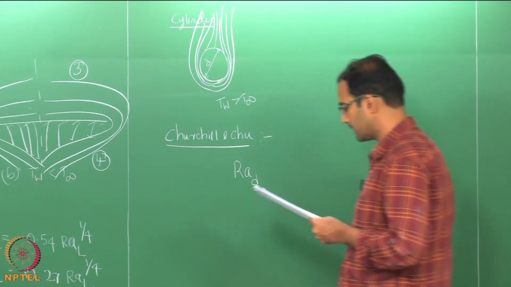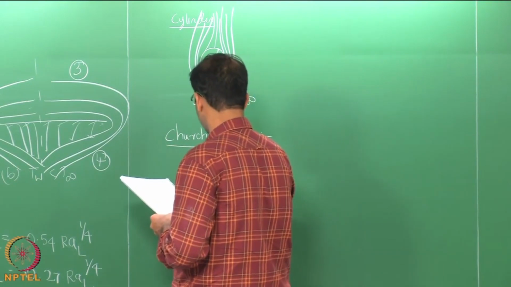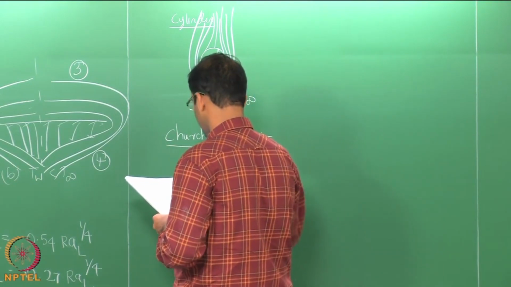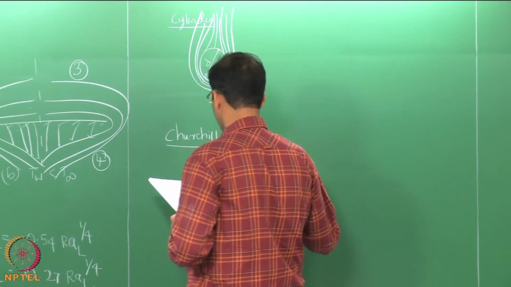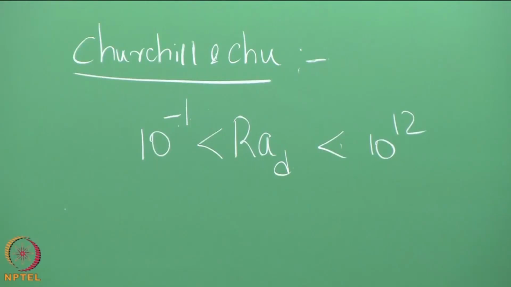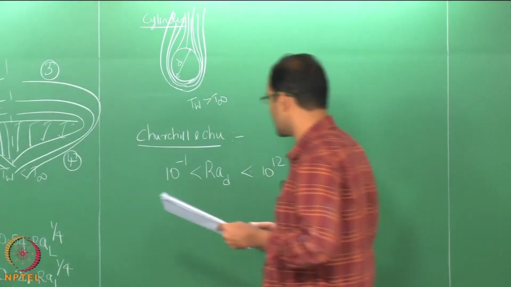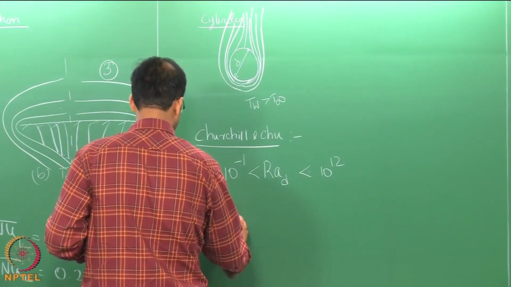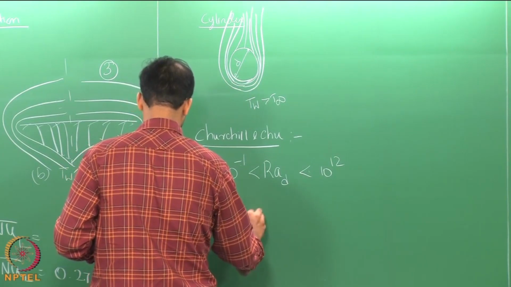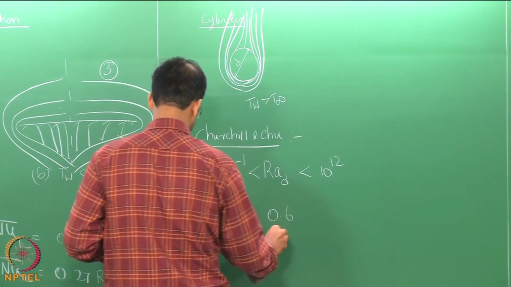Okay. So, this is valid for a Rayleigh number greater than 0.1 and less than 10 power 12, that means a very wide range. So, 13 orders of magnitude variation. So, this has been correlated over a wide range of experimental data. So, this is one of the most popular correlations.